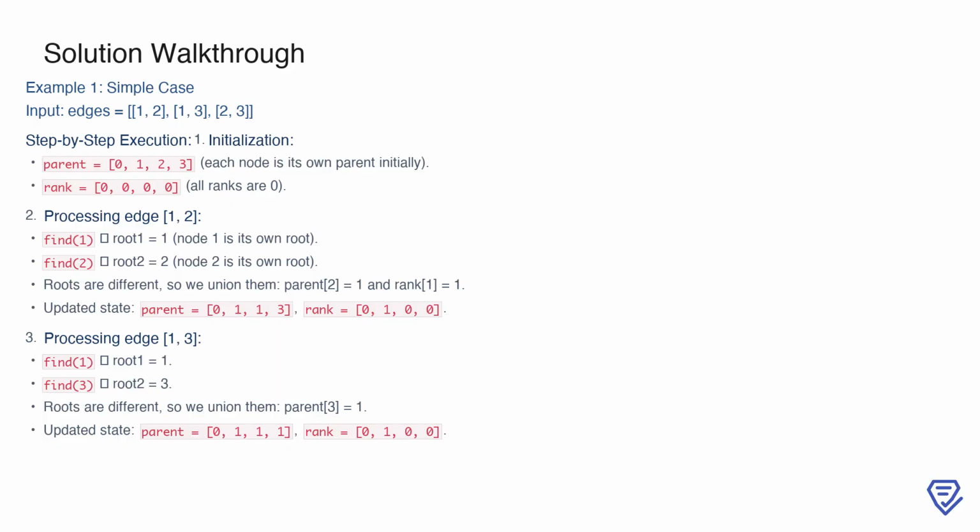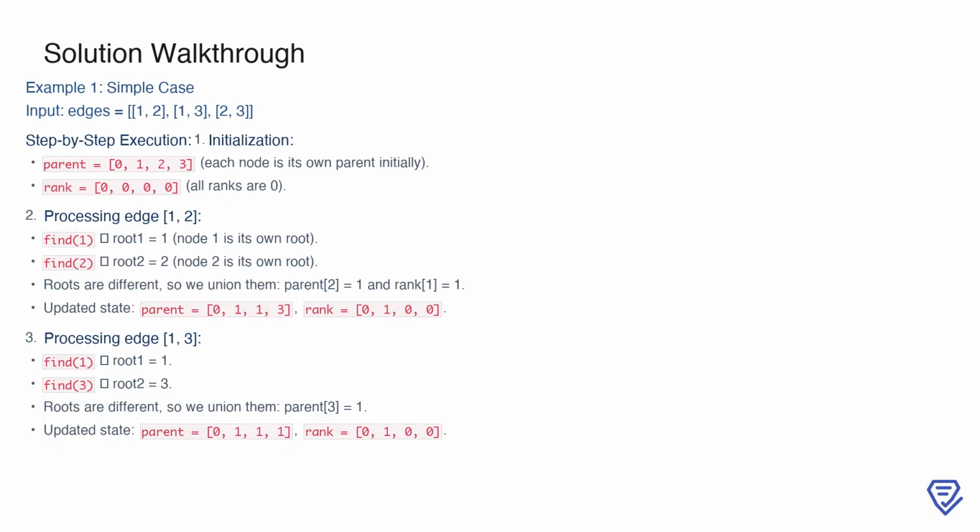For the first edge, [1, 2], we find the roots of nodes 1 and 2. Since neither is connected yet, their roots are themselves, 1 and 2. These are different, so we perform a union operation. Node 2's parent becomes 1, and we increment the rank of node 1. Our updated state is parent equals [0, 1, 1, 3], and rank equals [0, 1, 0, 0].